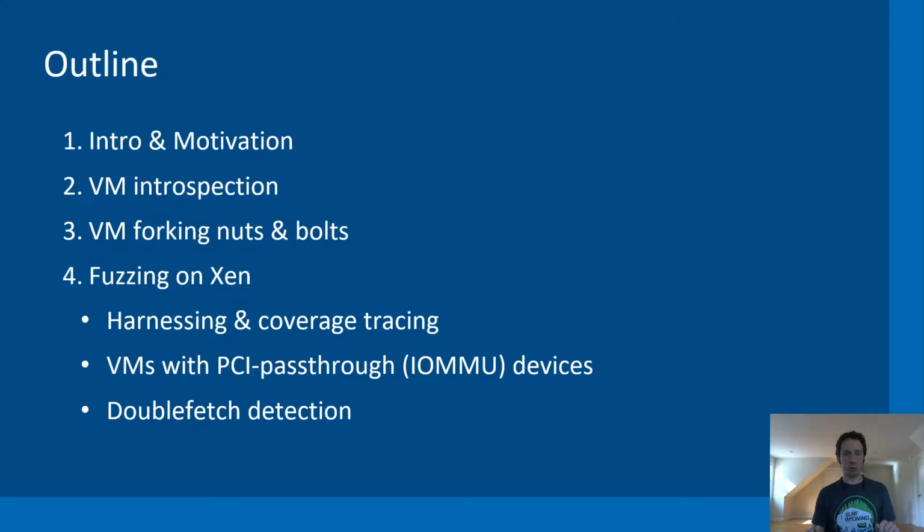What we'll talk about today: I will walk you through a bit of an intro and motivation of why we are doing this, what VM introspection is, and then how VM forking works. Then we will look at various fuzzing scenarios on Zen, how to set up harnessing and coverage tracing, how to fuzz kernel modules of devices that are passed through to the VM using PCI pass-through, and also how to detect double fetches.